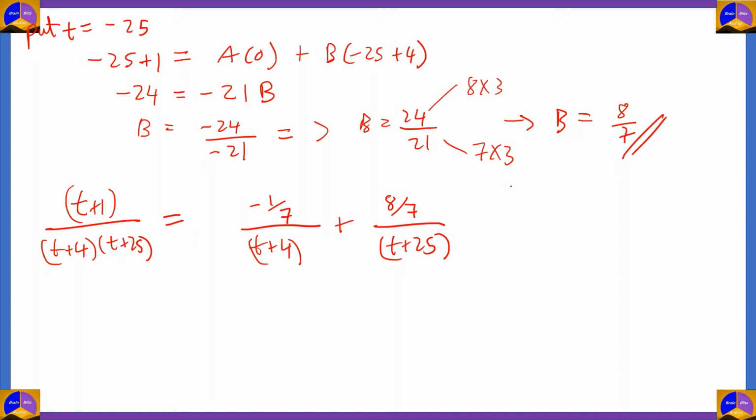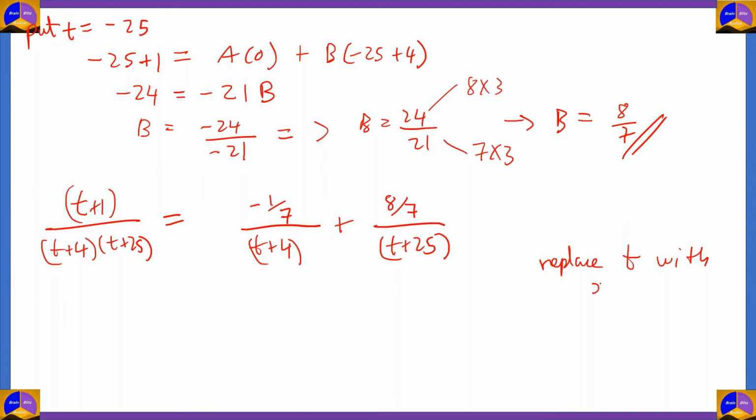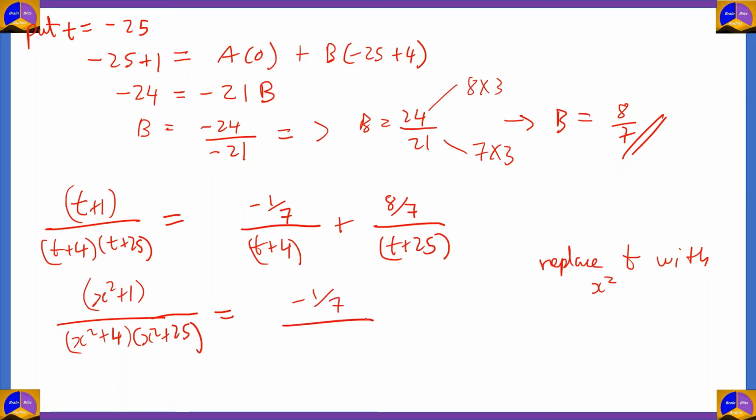Now, what do we do? Replace t with the original supposition. Here we replaced x squared with t. So now we replace t with x squared in order to get our original expression. So (x squared plus 1) divided by (x squared plus 4) times (x squared plus 25) becomes minus 1 by 7 divided by (x squared plus 4) plus 8 by 7 divided by (x squared plus 25).